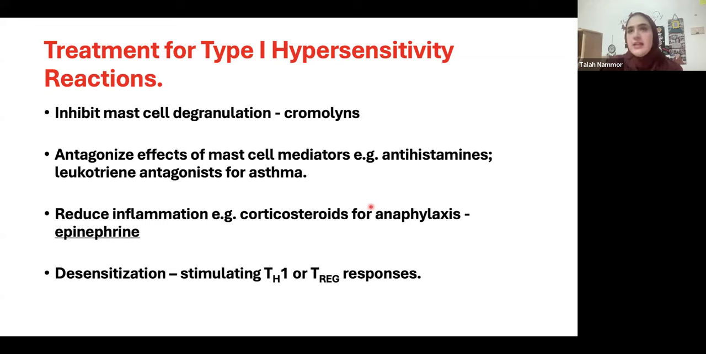Specifically in anaphylaxis. You know, guys, if someone is going through anaphylaxis, what do you give? EpiPen. So epinephrine is there to reduce the inflammation to allow the patient to be able to breathe.